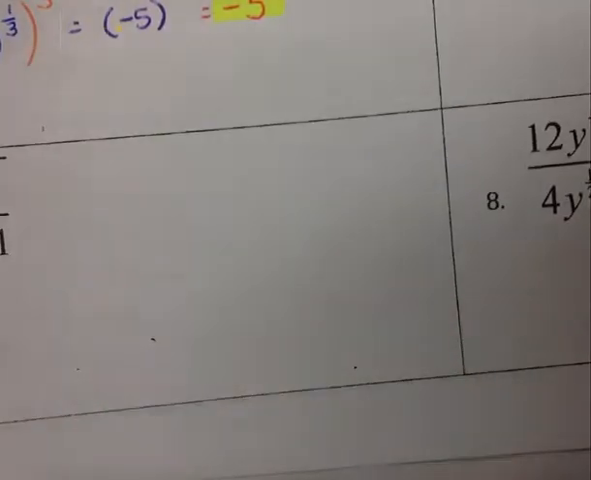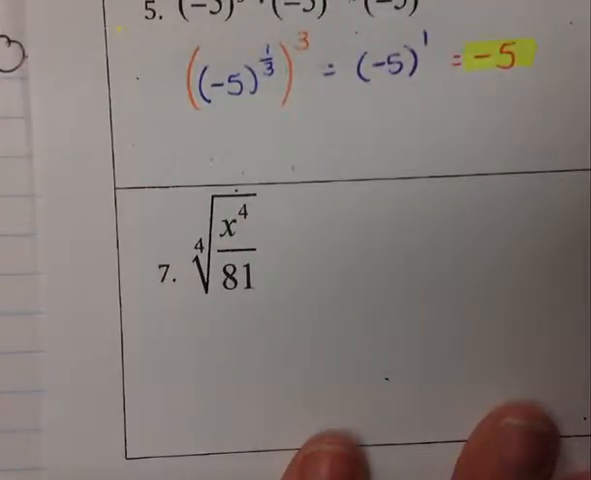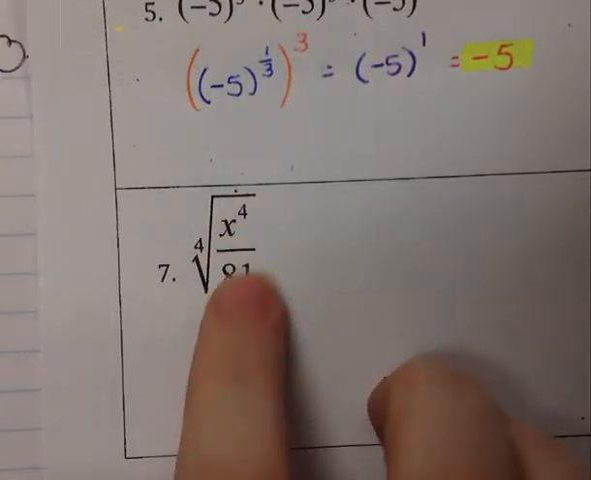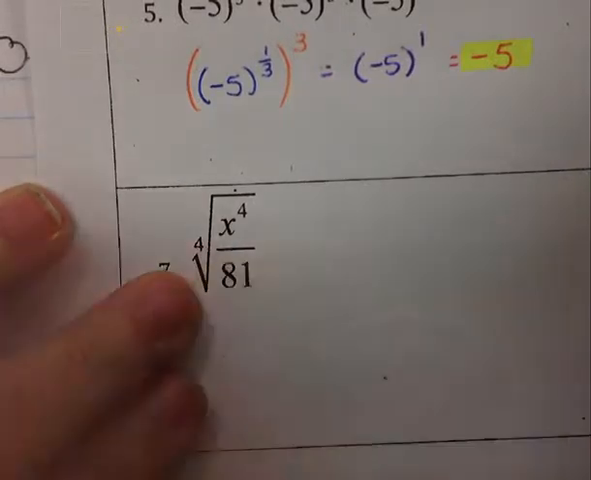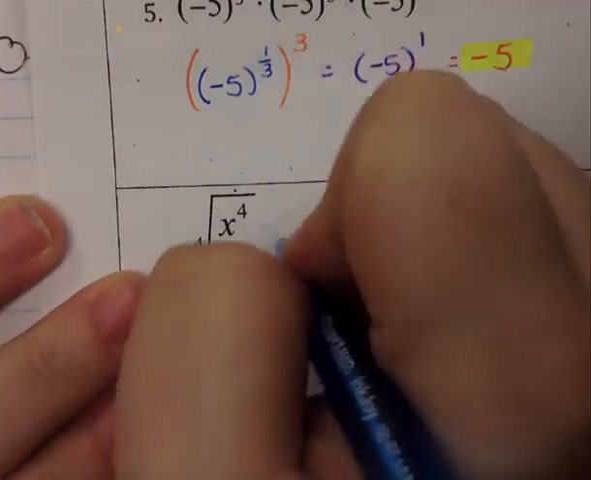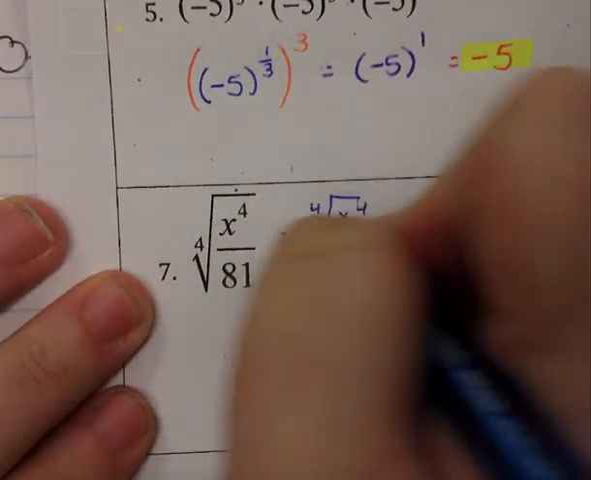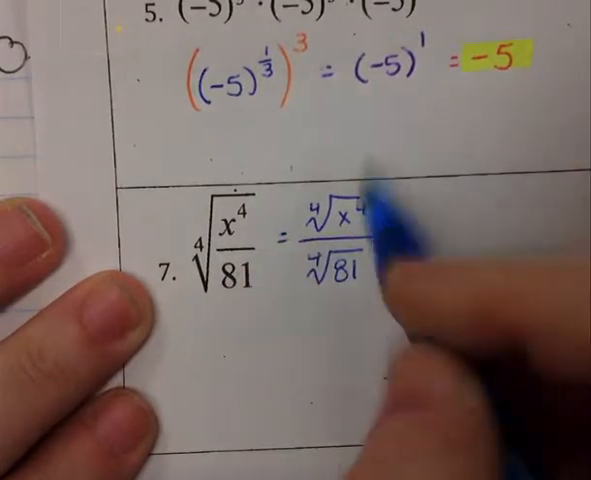Moving on to this next problem, number 7. We have the 4th root of x to the 4th divided by 81. These are not able to simplify together inside, so what we would want to do is to separate them. We have the 4th root of x to the 4th over the 4th root of 81.